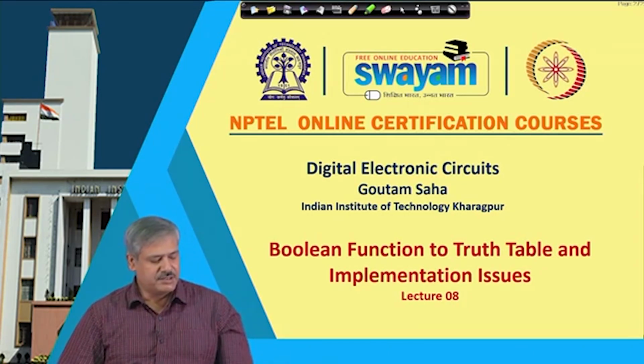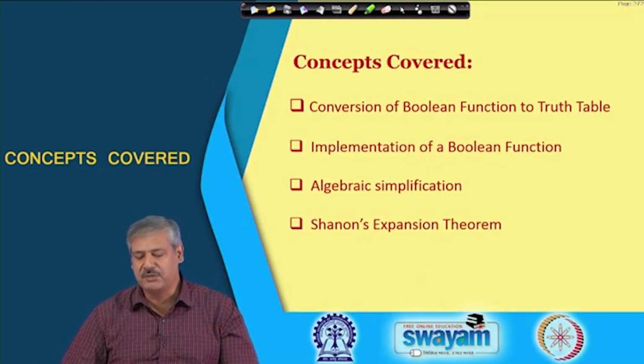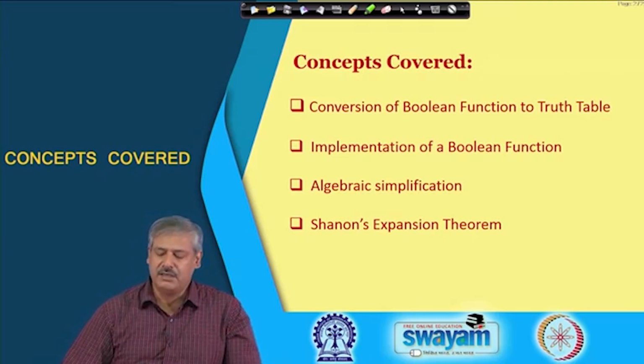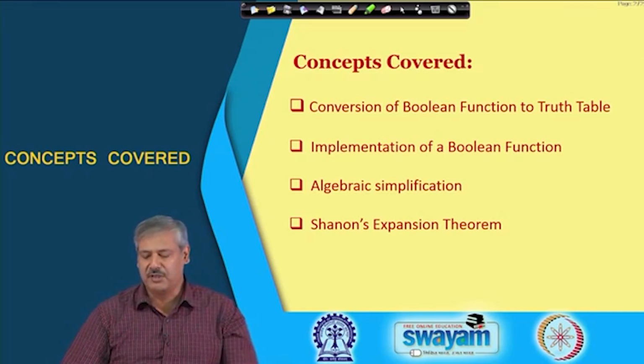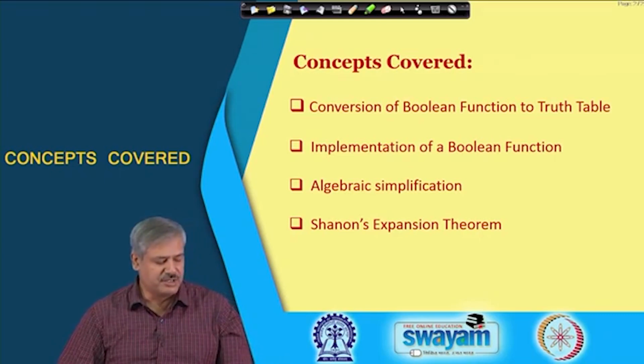Today we shall discuss how to convert a Boolean function to the corresponding truth table, and then we shall see how to realize a Boolean function using logic gates. We shall see that algebraic simplification using Boolean algebra is useful for efficient implementation, and we shall also have a look at Shannon's expansion theorem.